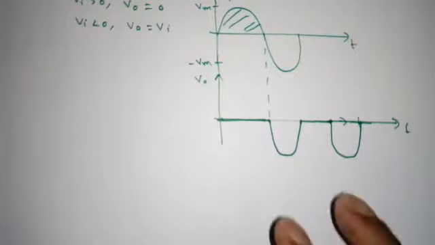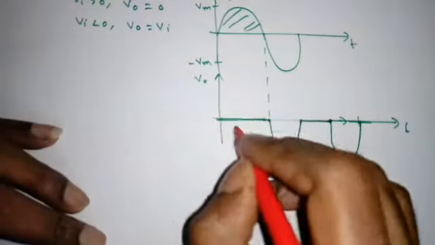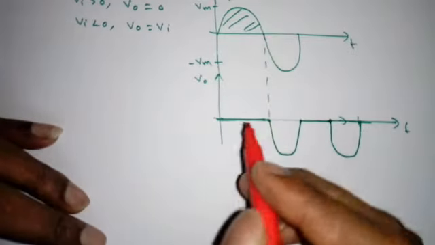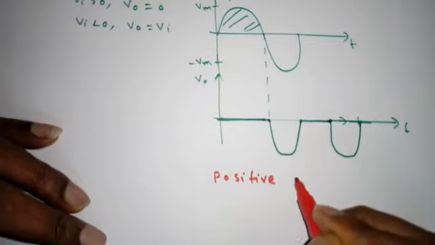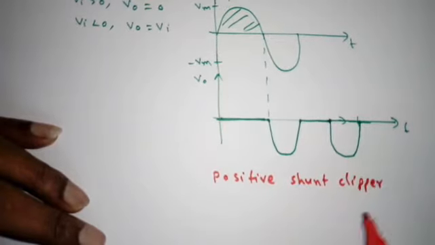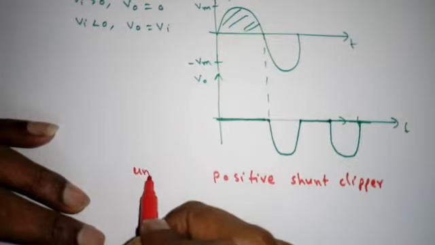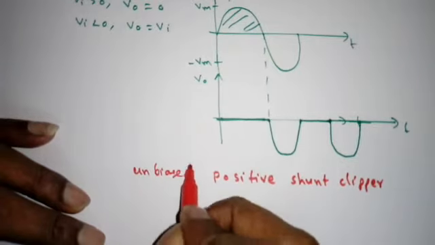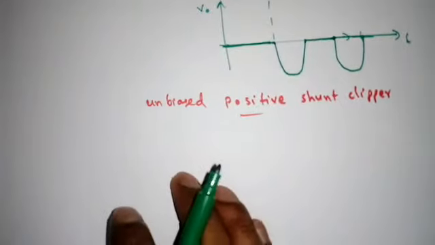Now give the name of this circuit. What is this? It is clipping positive half cycles, positive portions. So we can say positive shunt clipper. Is it biased or unbiased? Unbiased. So unbiased positive shunt clipper. So this is when the diode D is ideal.